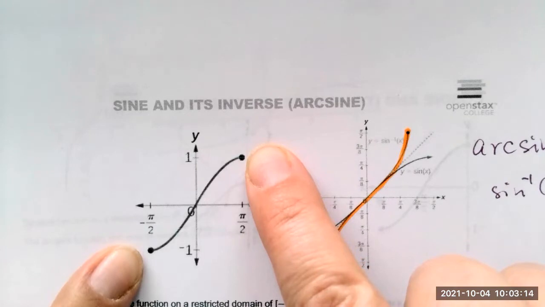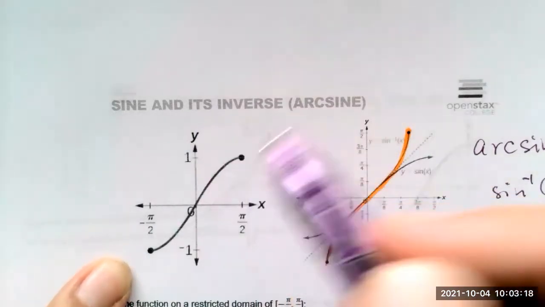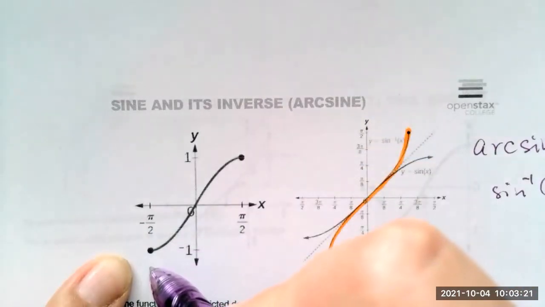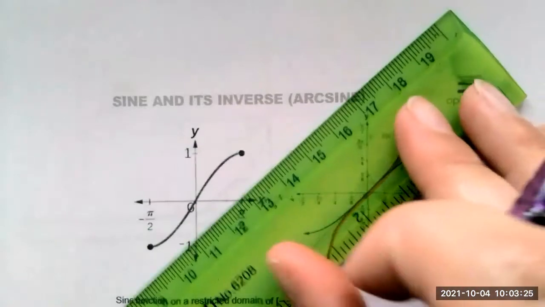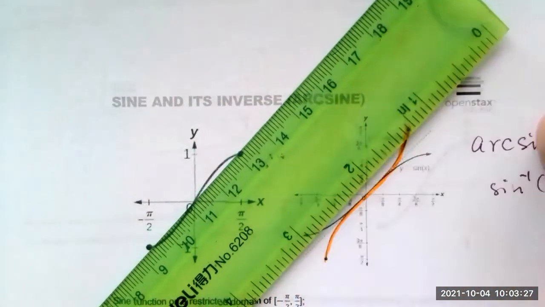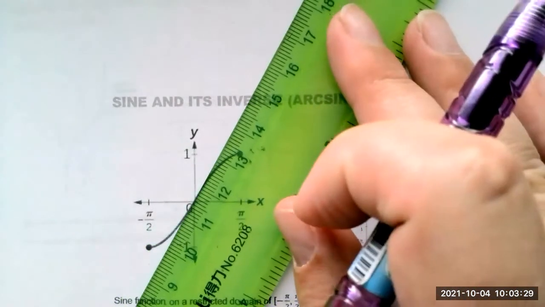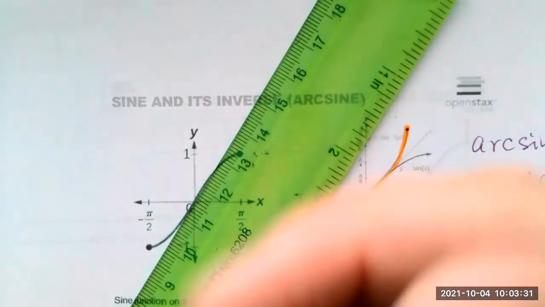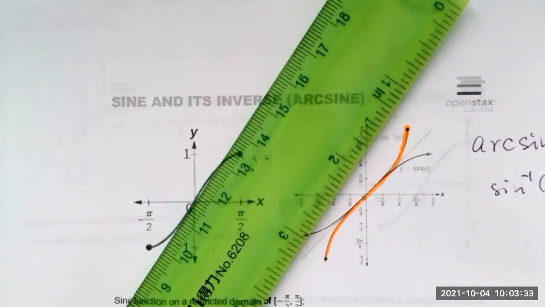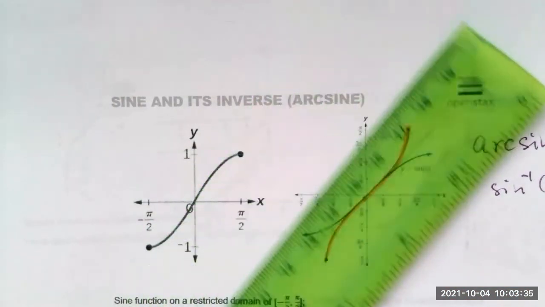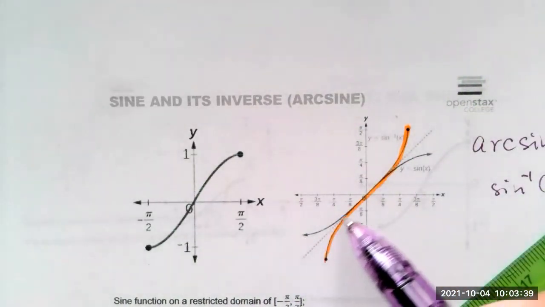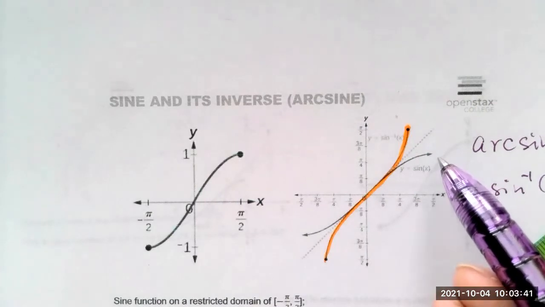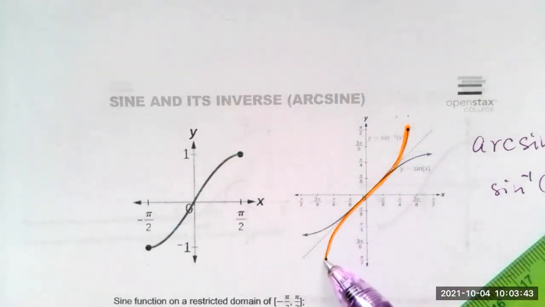If you learned about inverse function graphs, how do you build the graph? You draw a diagonal line, and your graph is going to flip around that diagonal line. So this is what you get. This is your sine. This is your inverse sine.